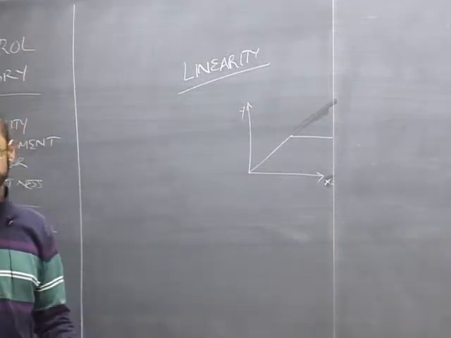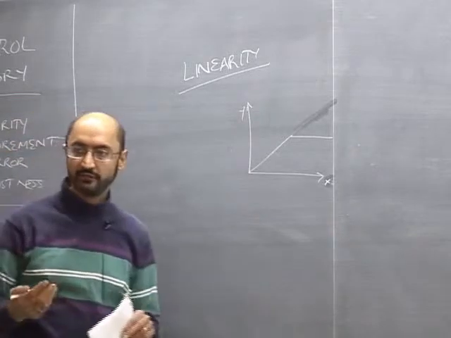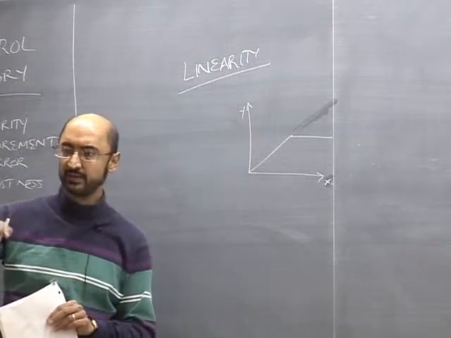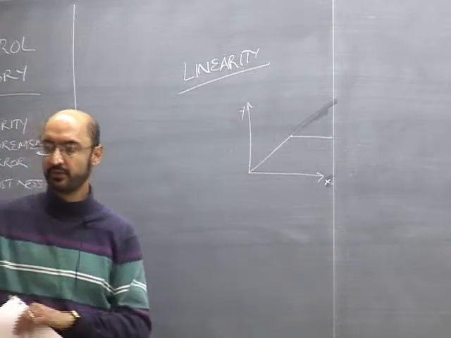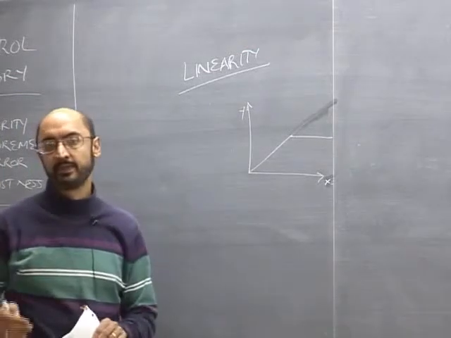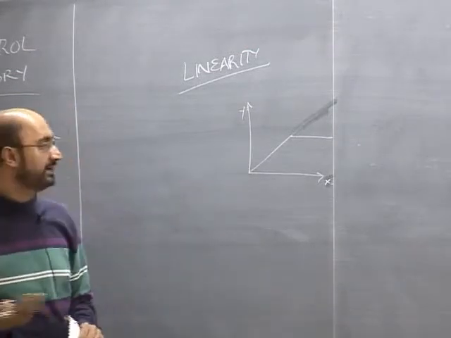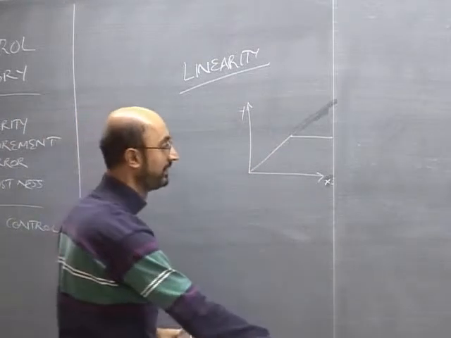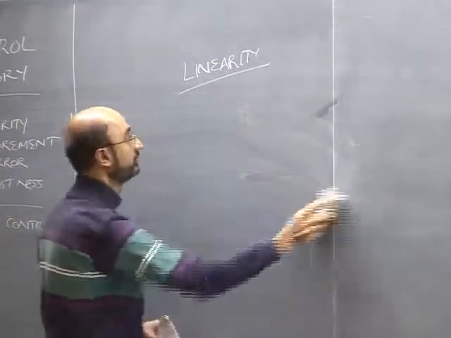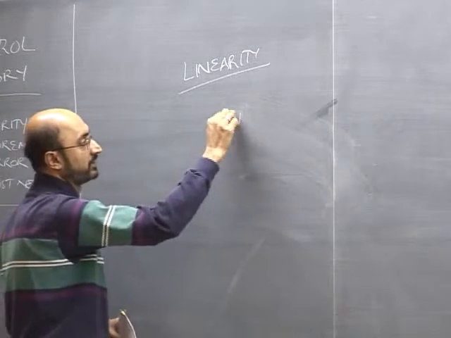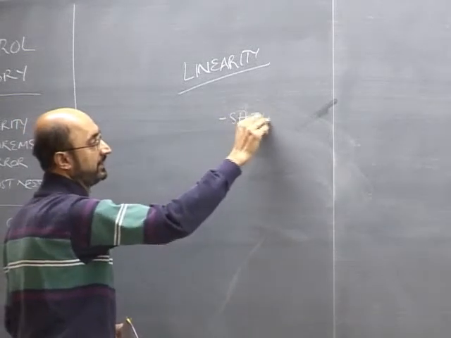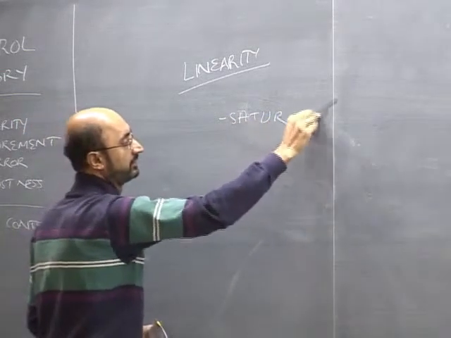So if you have a buffer, you can say if I increase the rate a little bit, the buffer fills up a bit faster. But when the buffer is full, I can't fill it up anymore. So obviously I get a saturation. And this is going to be true in all cases. So linearity is not going to be true because of saturation. And this is true for all physical real systems.